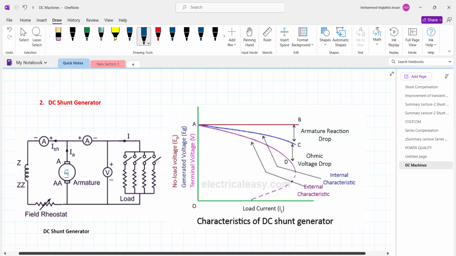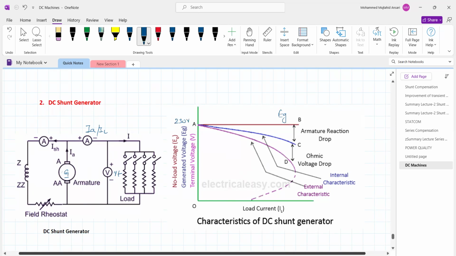So it is going to measure the terminal voltage VT, isn't it? This is going to measure the armature current, or IL, the load current. This is the shunt field current. Now, once we start the DC generator at a constant rated speed, a small residual voltage will be there, and by adjusting the rheostat, we will obtain the no load terminal voltage. So this is the EG, the no load terminal voltage EG, say 230 volt.